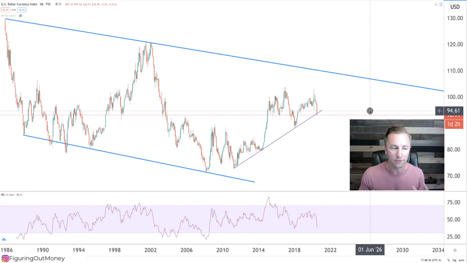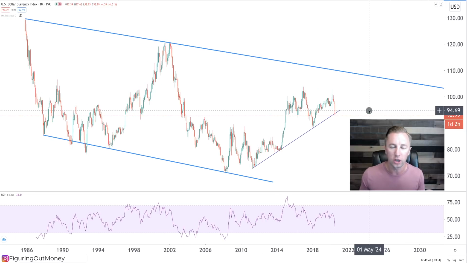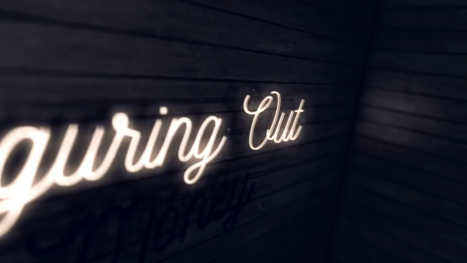There's been a lot of talk recently about the dollar potentially collapsing, and I will say this month has been quite brutal. What we're going to do here is look at the monthly time frame, weekly time frame, and then the daily time frame to discuss the dollar's current price action and look for an area where this price actually might fall to. Let's go ahead and get into it.